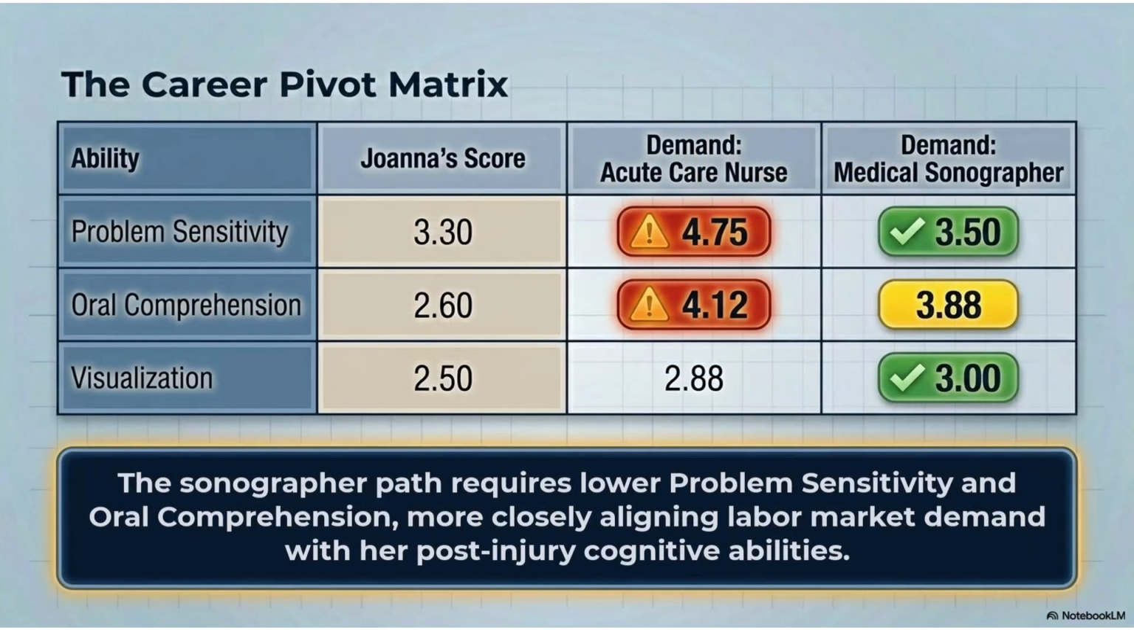Using the Career Pivot Matrix, we can compare Joanna's current abilities side by side for both roles. While she falls critically short of the acute care nurse demands for problem sensitivity, 3.30 versus 4.75, and oral comprehension, 2.60 versus 4.12, the medical sonographer role requires much lower scores of 3.50 and 3.88 in those respective areas. This sonographer's path significantly lowers the cognitive burden, aligning the labor market demand with Joanna's post-injury cognitive reality.